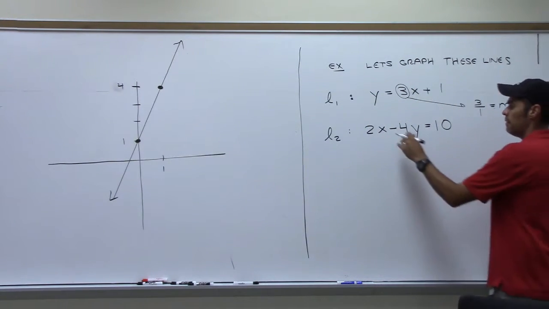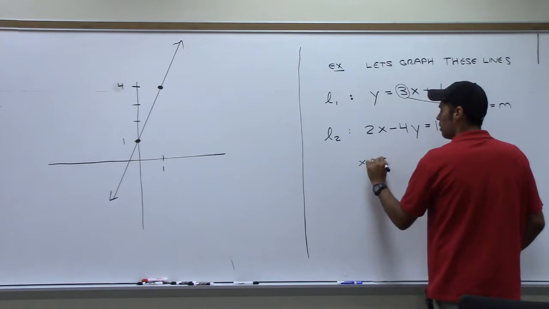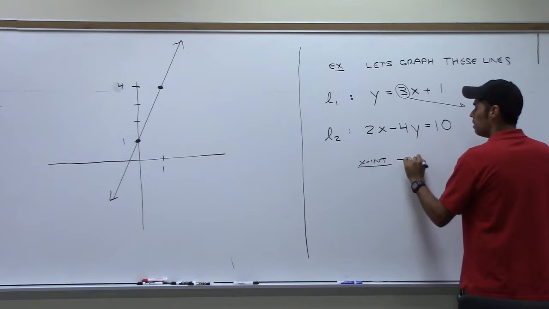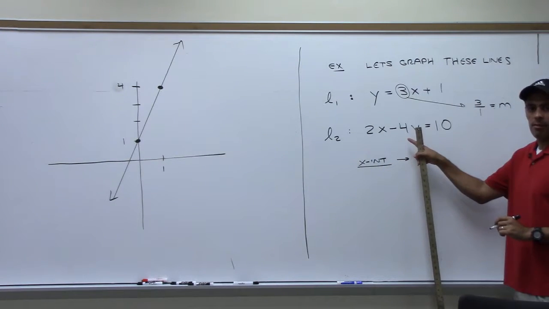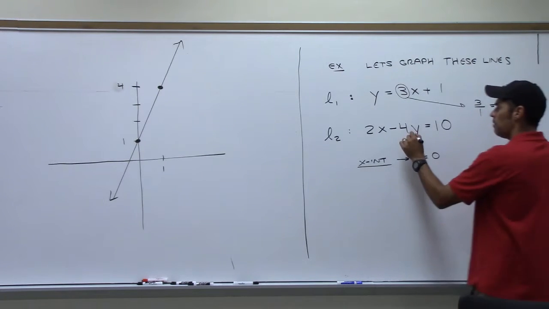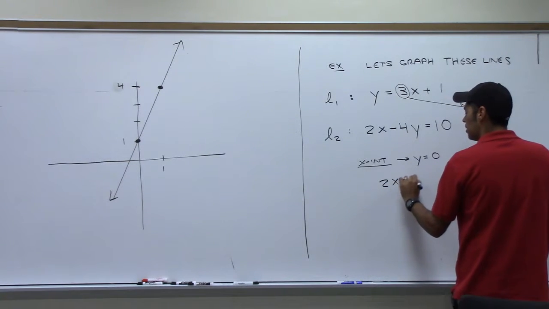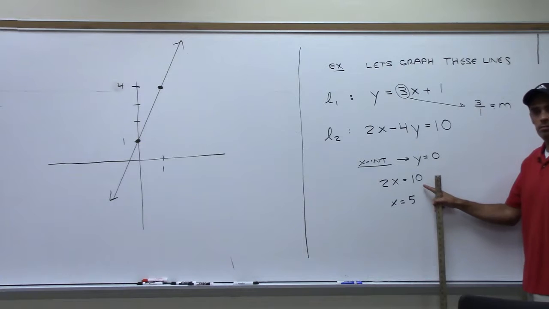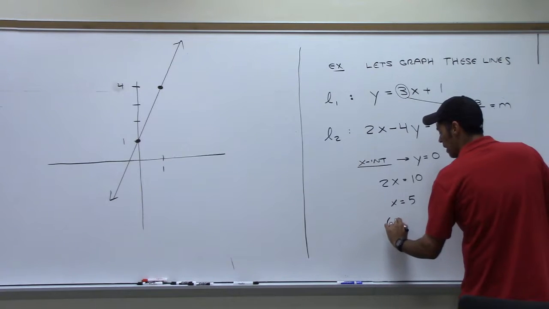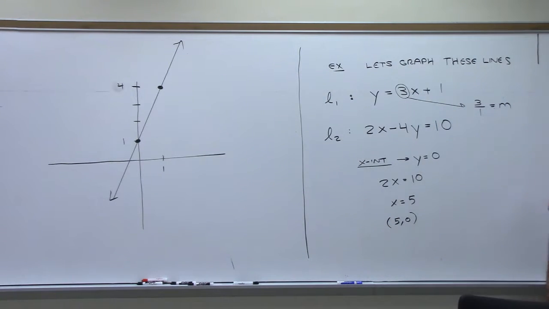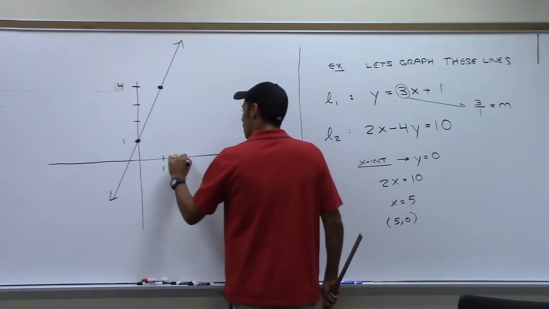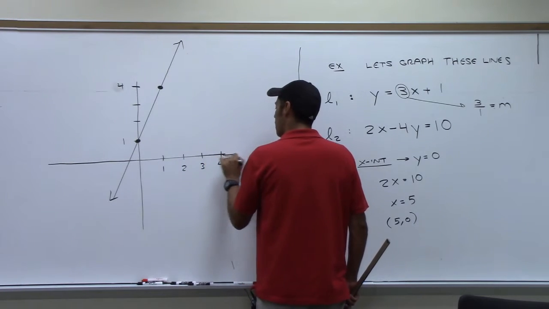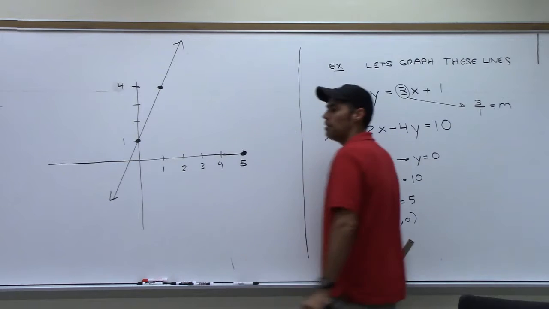So what I'm going to do for this one is find the x-intercept first. And how do I find the x-intercept? Set y equal to 0 in the equation. Remember, we've done this, right? So if I replace y with 0, this equation becomes 2x equals 10. And then that gives me x is 5 when I divide both sides by 2. So this gives me a point of (5, 0). The x coordinate is 5, the y coordinate is 0. So if I come out here on the x axis, 2, 3, 4, 5, and I put a dot right there, that's going to live on my second line.